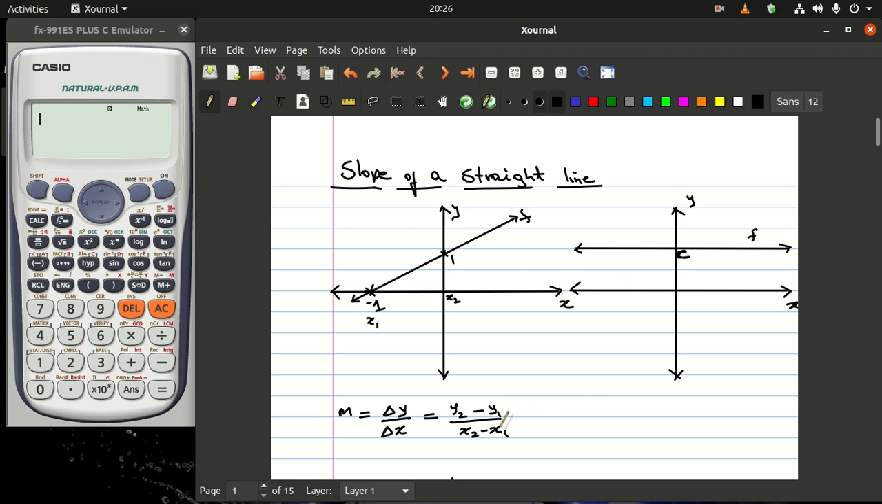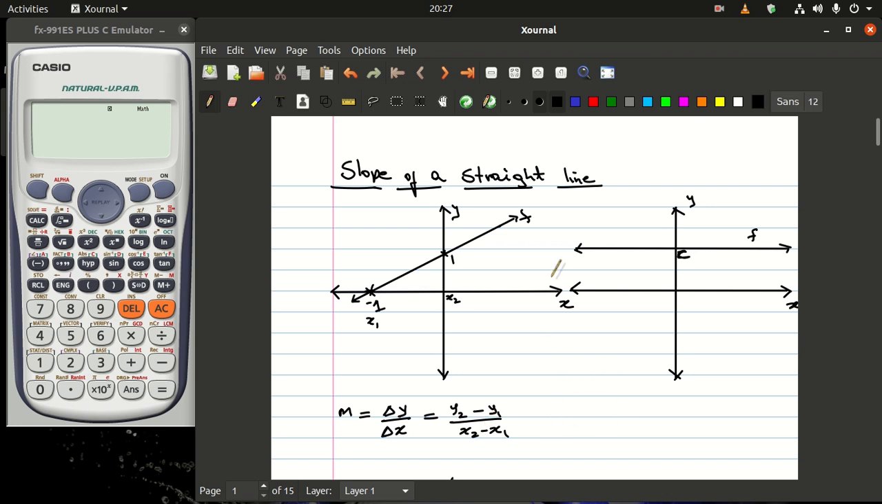Now, if this slope is bigger than 0, if I plug in the numbers here and I get a number bigger than 0, it means this function is increasing. If this slope is equal to 0, when I'm plugging in the numbers, I end up getting a 0, it means that this function is not increasing and not decreasing, it is a constant function. And if it happens that this is negative, then it means that this function is decreasing. So that is the slope in general.